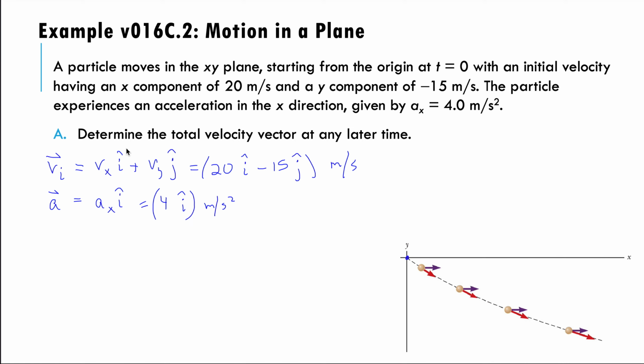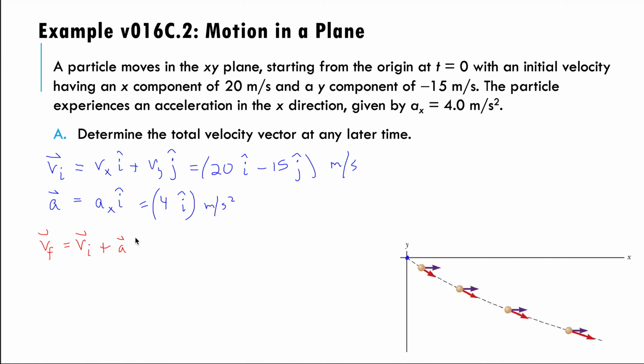Okay, so now how do we find the total velocity vector at any time? We're looking for final velocity as a function of time. We have v initial, a, and we know that time is going to be a variable. So we can just use the kinematic equation that has those variables. Go ahead and write it down. The equation is Vf equals V initial plus at.